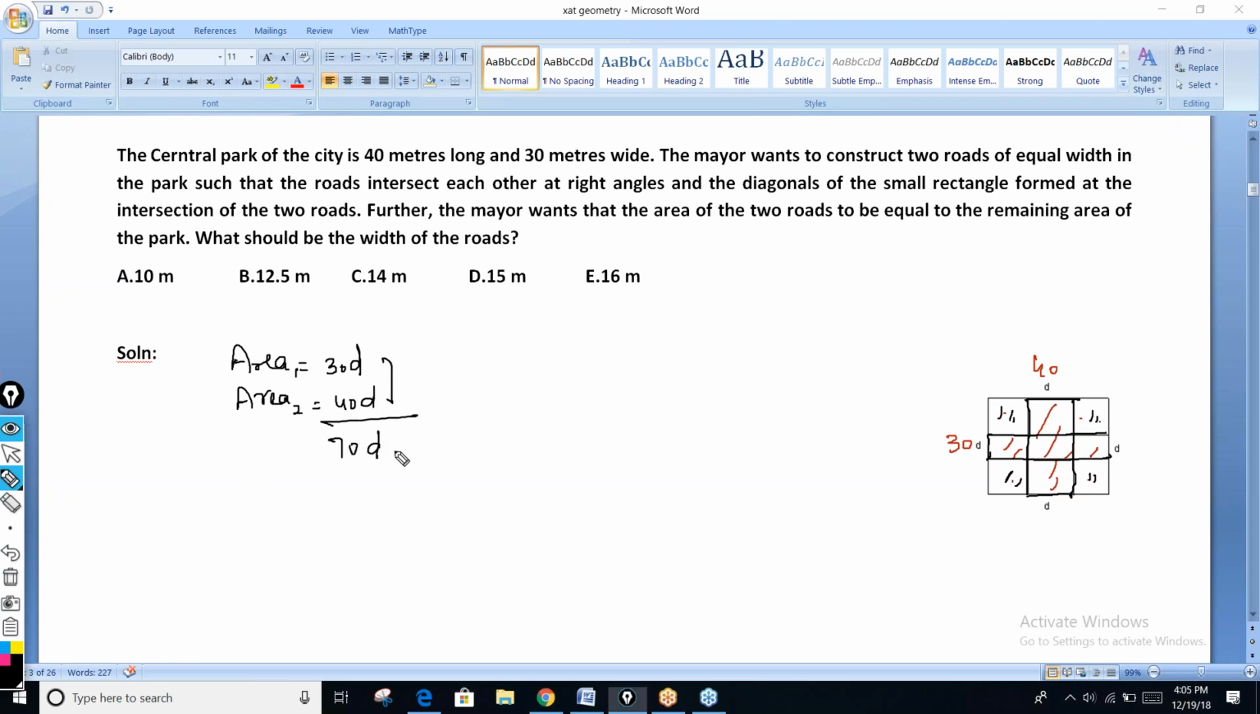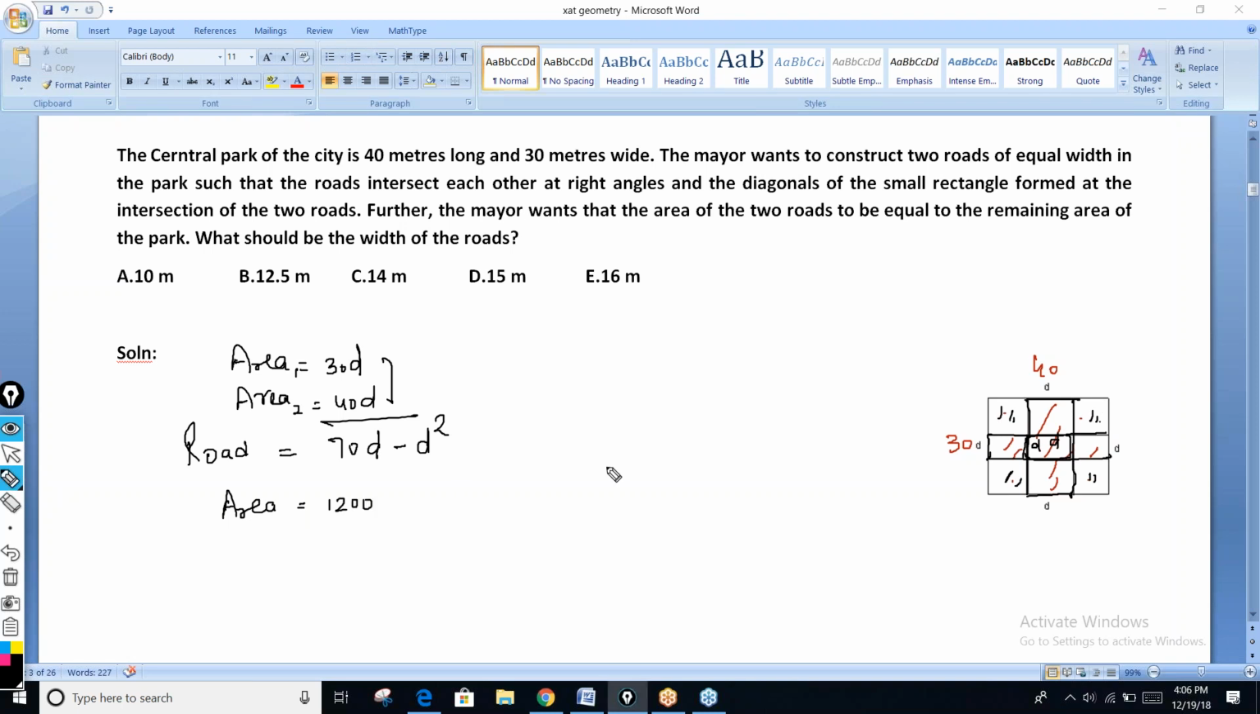No, I cannot say 70D because I have counted this area twice. What is that area? That is D and that is also D. So this D square has been counted twice. So we need to subtract that D square also. So that is the complete area of the road. That is the road area, that is 70D minus D square. And what is the complete area, guys? The complete area is 1200.